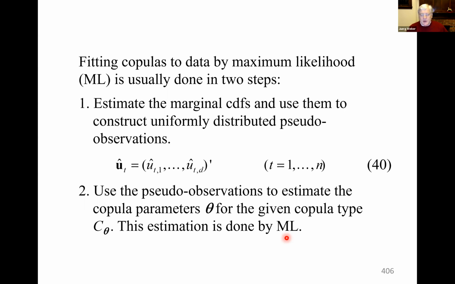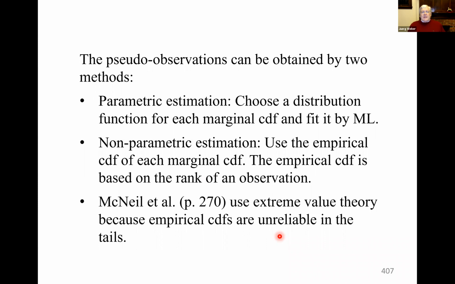So 2 steps. First, get the U's, the vector of the U's, and then use them to estimate the copula parameter. Now, the U's you can get in 2 ways. One I have already explained. You can do it in a so-called non-parametric fashion. So just use the empirical CDF, as I just have explained before. So it's based on the rank of an observation.